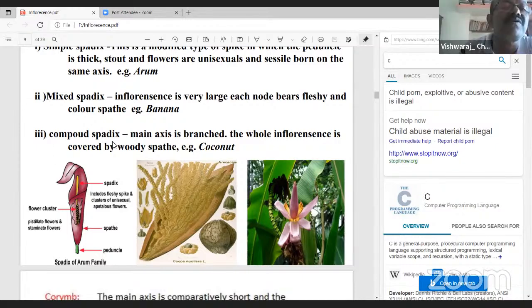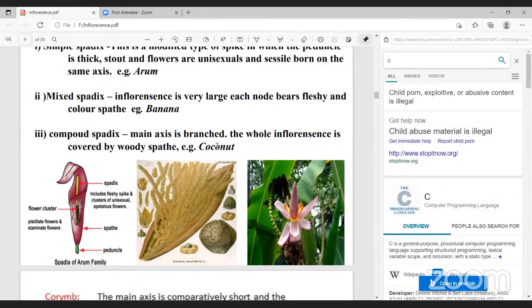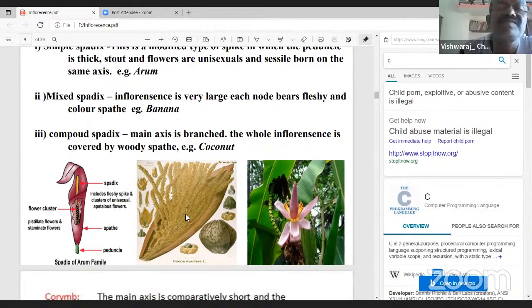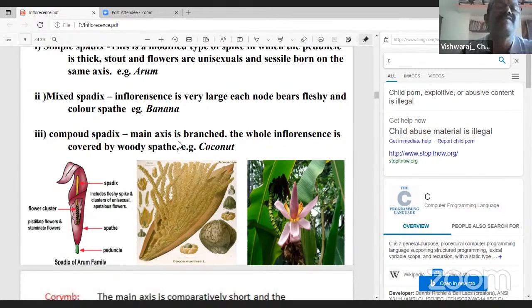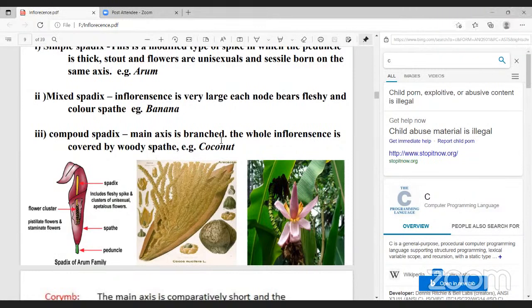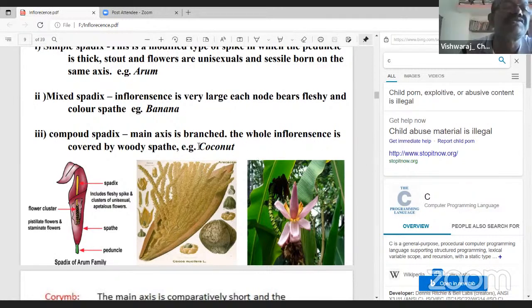Then compound spadix. The main axis is branched. The whole inflorescence is covered by a woody spathe. Example: coconut inflorescence, coconut flowers.